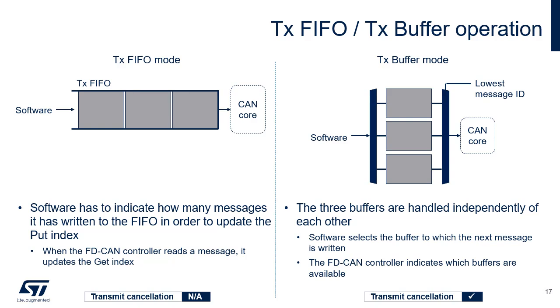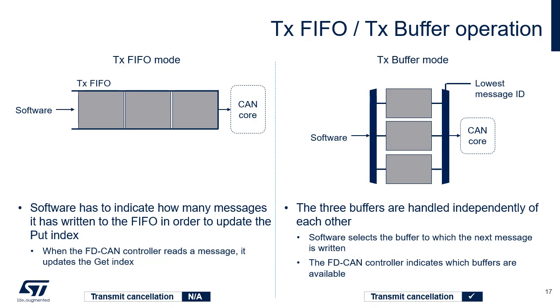Up to 3 transmission buffers, TX buffers, can be configured for message transmission. There are 2 modes of operation. In TX FIFO mode, messages are transmitted in the exact order they were prepared by the software, ensuring a sequential message flow. In TXQ mode, the 3 message buffers operate independently, with the transmission priority based on message priority. Messages with higher priority are transmitted first, regardless of the order they were placed in the queue.